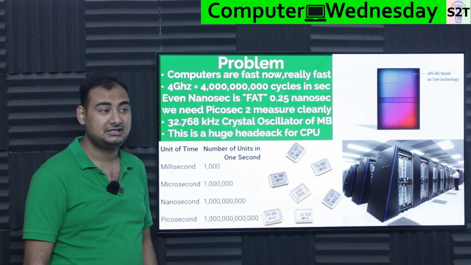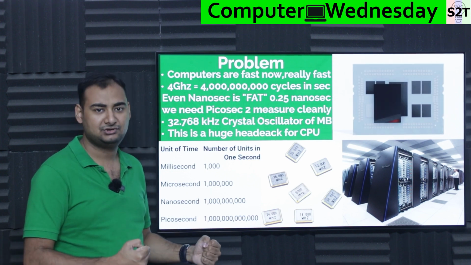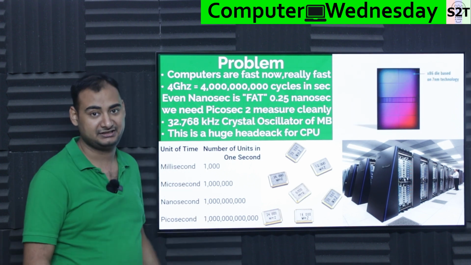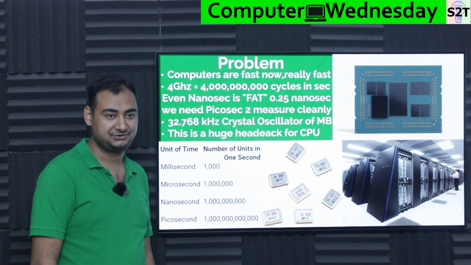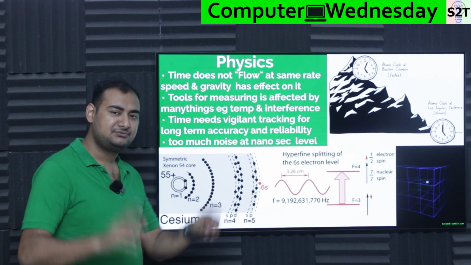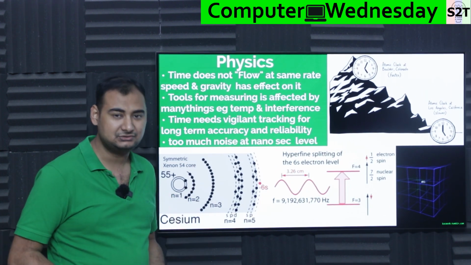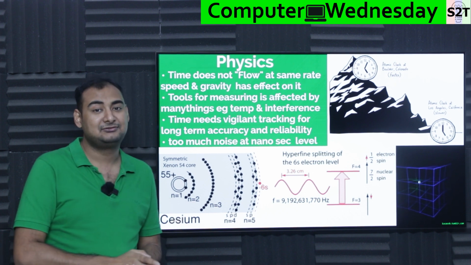Our processors are like, dude, give me data. I'm gonna do my job, but give me data. And we can't give it fast enough simply because time is the issue. Now, I'm saying time is the issue. So what exactly is the issue with time? Well, time does not flow at the same rate.